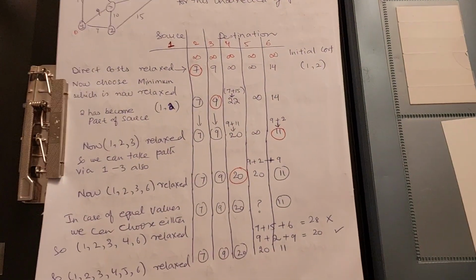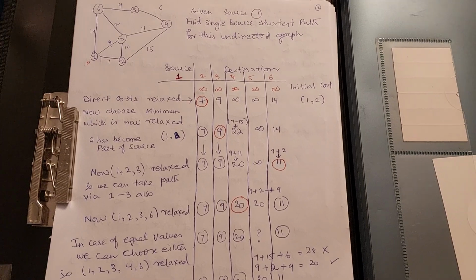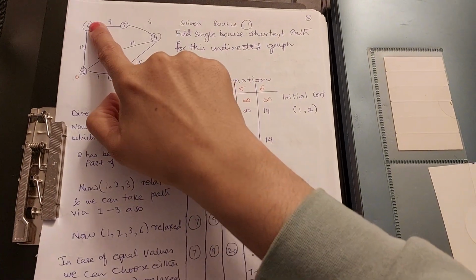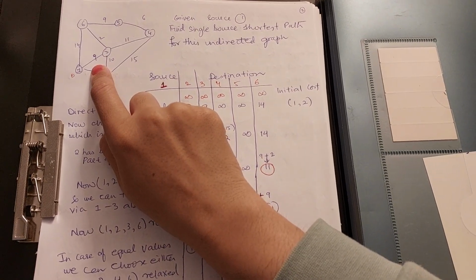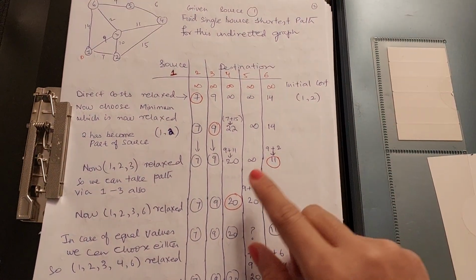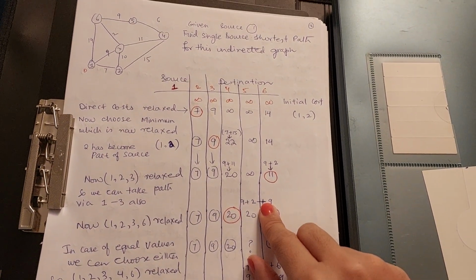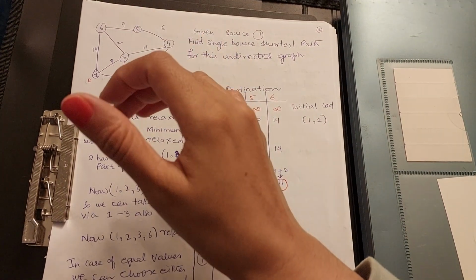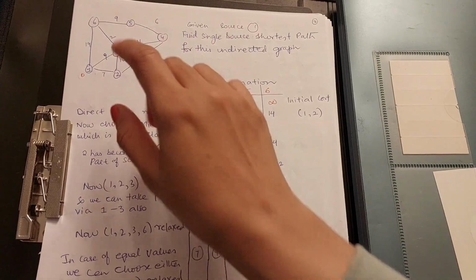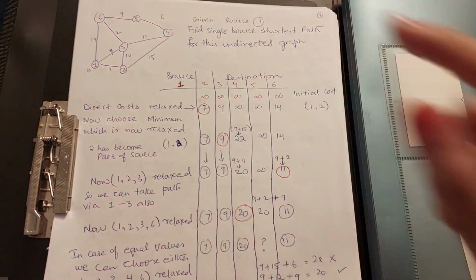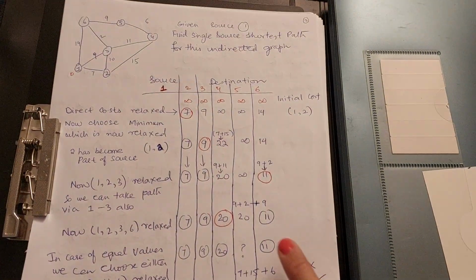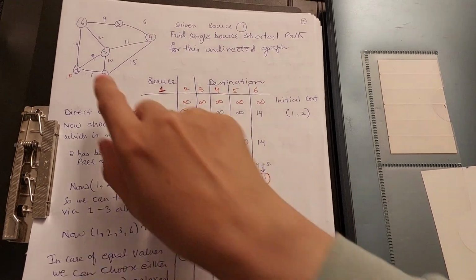And the other option can be 9 plus 2 plus 9. So I think 9, 10, 11, 12, 13, 14, 15, 16, 17, 18, 19, 20. Yeah, this gives you 20. So I think this is a better option. Instead of 24 we can get 20. So we follow this path.